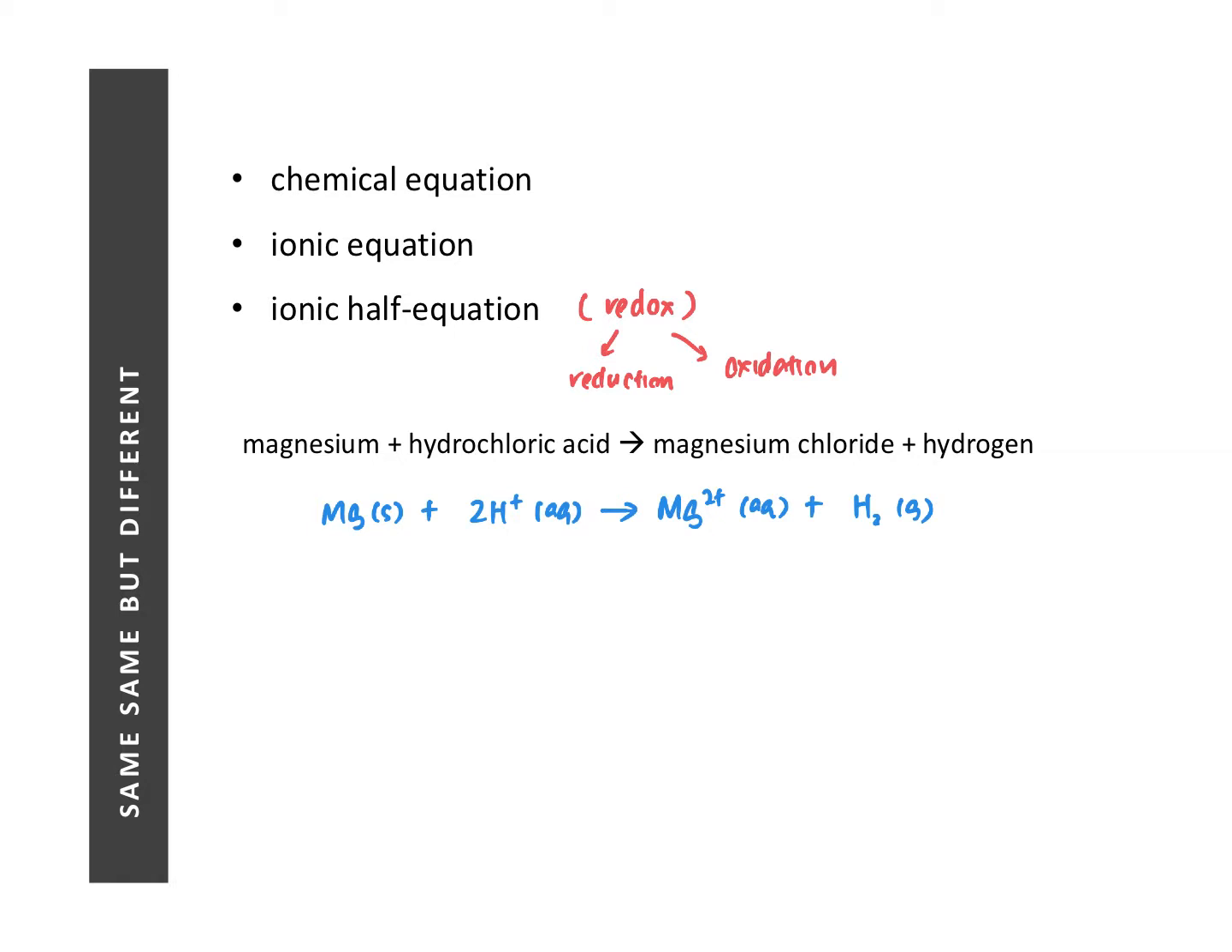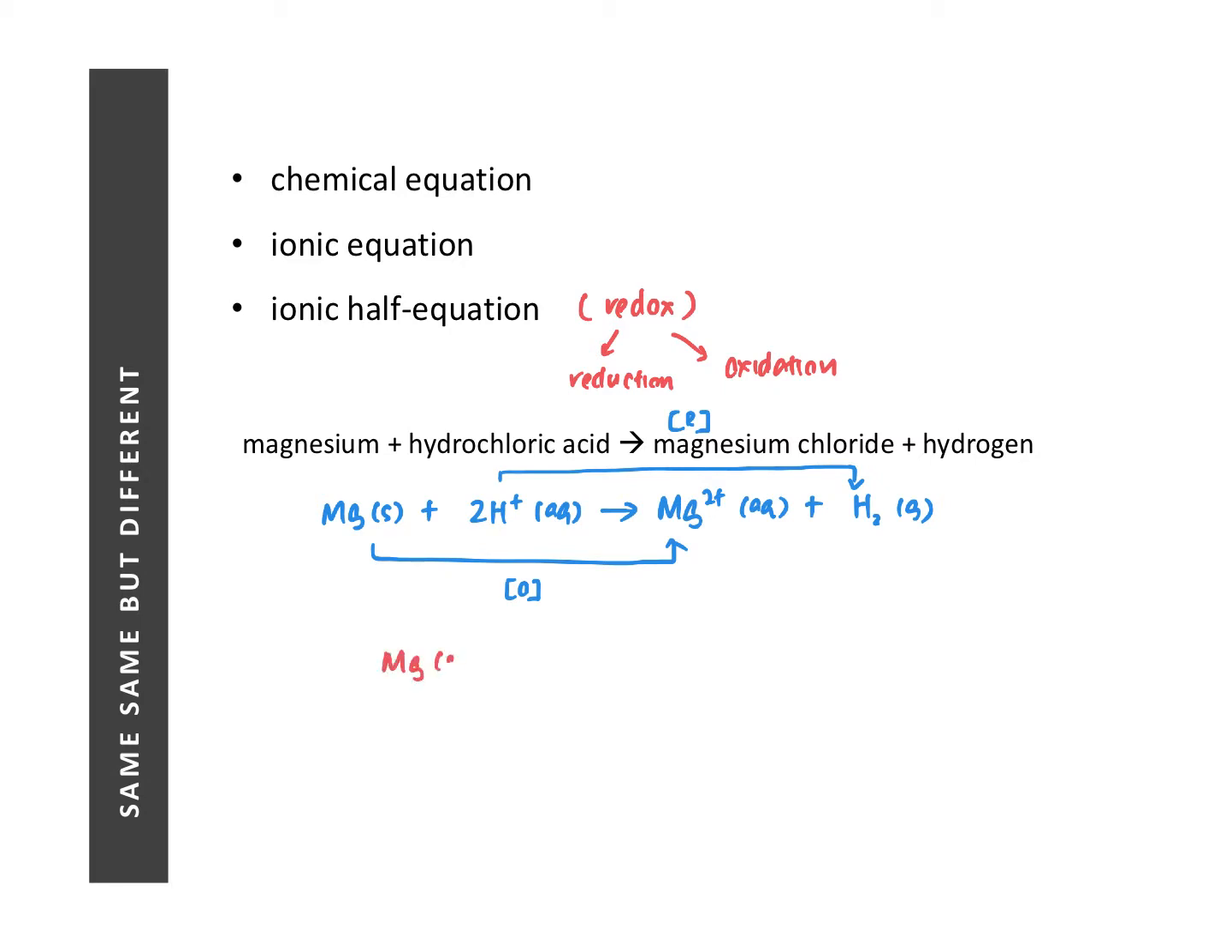What do I mean by that? Let's take a look at the ionic equation that we have written down. By analyzing the ionic equation, I hope you can see that magnesium has been oxidized. The oxidation state has increased from 0 to +2, whereas your hydrogen ions have been reduced to H2 because the oxidation state has decreased from +1 to 0. So in order to illustrate the oxidation and reduction reactions, we can actually write down the ionic half equations.